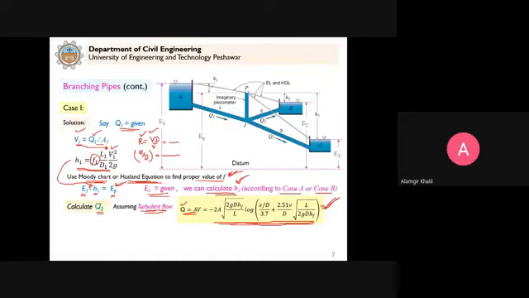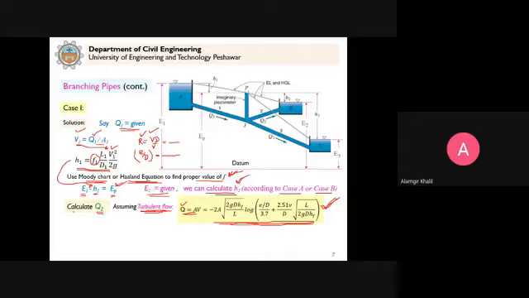Clear? From Q2, we can calculate V2, and that you can put here to calculate the Reynolds number, and Reynolds number should be greater than 2000, 4000 to be fully turbulent flow. So you have to apply a check that yes, the flow is turbulent flow. Then application of this equation will be valid.